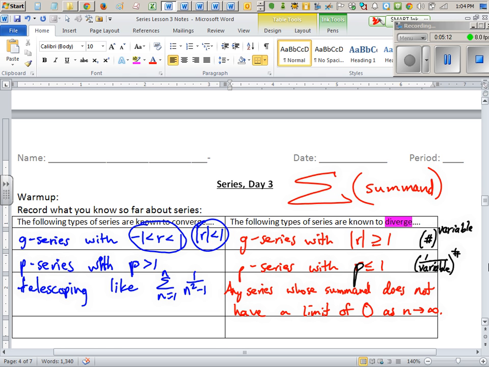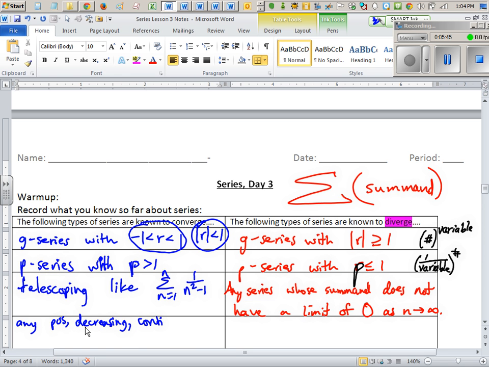And then yesterday we did integration, right? So how can you tell if a series is going to converge or diverge using integration? If the integral converges, then so does the series. If the integral diverges, so does the series. Yeah, so we can just write that in our last row here. Any qualified series, so any positive, decreasing, continuous summand with an improper integral that converges will be a series that converges.